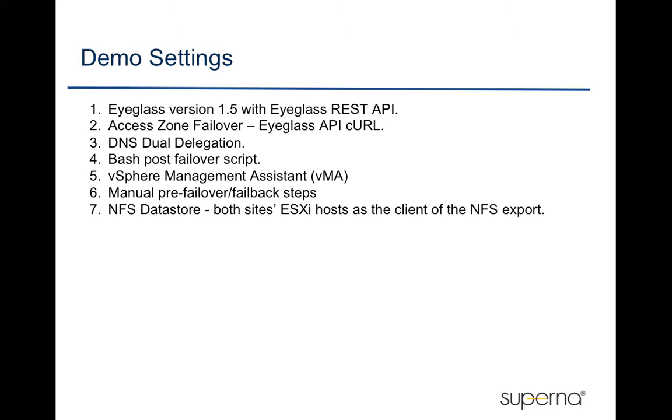The SyncIQ failover is managed through the Eyeglass access zone failover and initiated by using the Eyeglass API curl commands. DNS dual delegation is configured to handle name resolution for failover and failback. A bash script is created and enabled as the post failover script to remount the NFS data store on the recovery side ESX host, add the VM to the inventory, and then power on the VM on the recovery side.